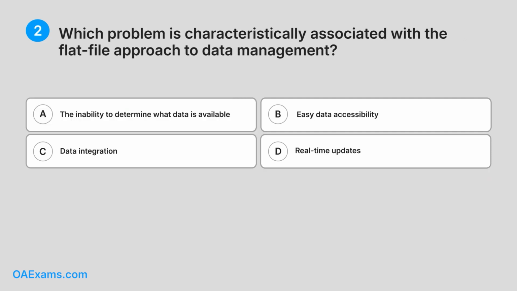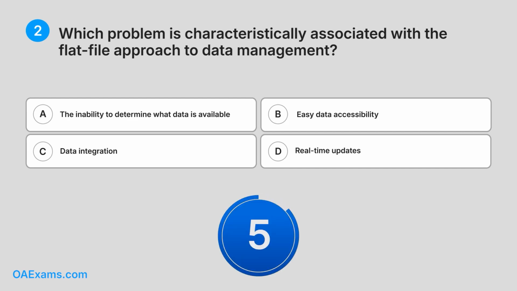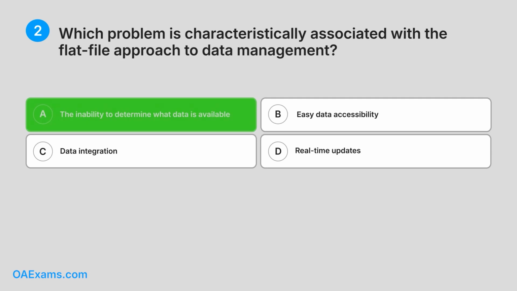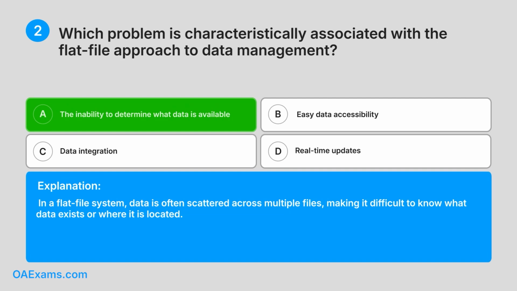2. Which problem is characteristically associated with the flat file approach to data management? A. The inability to determine what data is available. B. Easy data integration. D. Real-time updates. What do you think is the answer? Correct answer: A. The inability to determine what data is available. Explanation: In a flat file system, data is often scattered across multiple files, making it difficult to know what data exists or where it is located.